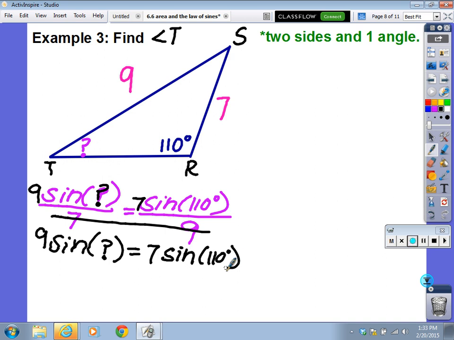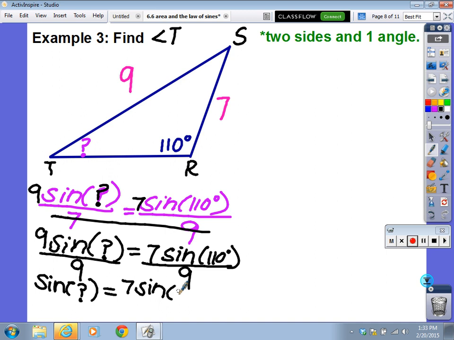So now, like Andrew just said, we need to get question mark alone piece by piece. What am I going to do? Divide by 9. Divide by 9. So now we have sine of question mark is equal to 7 sine of 110 all over 9. How do we undo sine? Inverse sine.